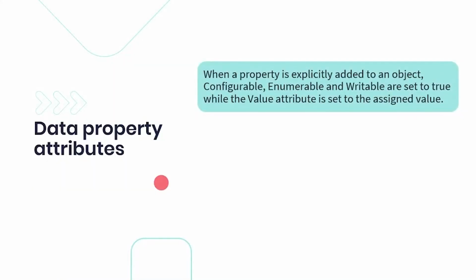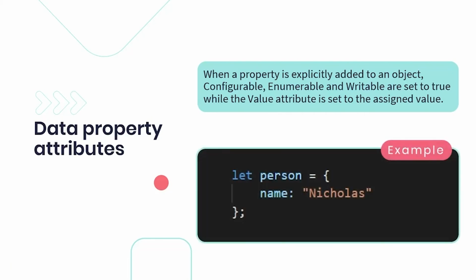When a property is explicitly added to an object, configurable, enumerable, and writable are set to true, while the value attribute is set to the assigned value, as shown in this example. Here, the property called name is created, and a value of Nicholas is assigned. That means value is set to Nicholas, and any changes to that value are stored in this location.